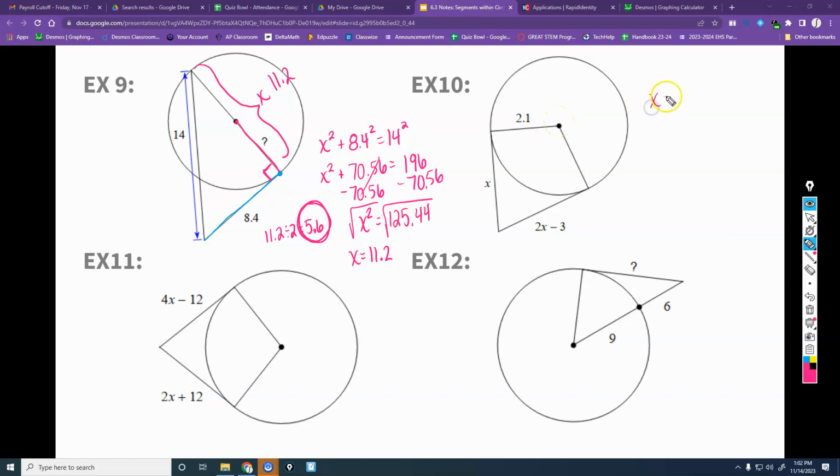I could just say x equals 2x minus 3. Now to solve this, I'm going to subtract that 2x. Even though it means I'm going to get a negative, I like to do that more because then I don't end up with nothing on one side. And then I could divide by my negative 1. And so x would equal 3.